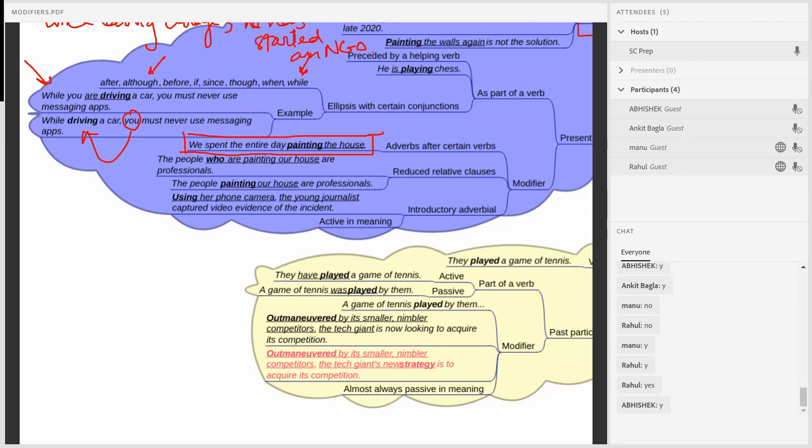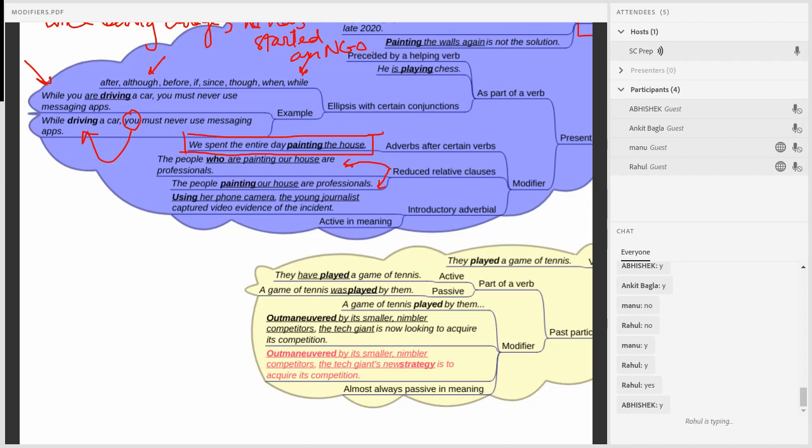All right. Now let's come to the one where a participle describes a noun. These are called reduced relative clauses. What does reduced mean? Just means shortened. So it's relatively easy. Just take a look at the first one. The people who are painting our house are professionals. You can make it shorter by just saying the people painting our house are professionals. I'm guessing this sounds okay because most of us are very used to doing this.